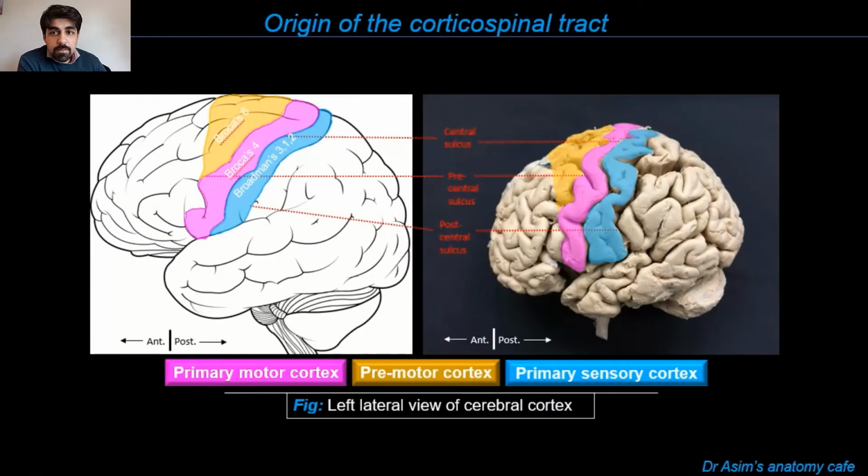Now, the last one third of fibers of the corticospinal tract originate from the post-central gyrus, which is this area over here between the central sulcus and the post-central sulcus. This is the Brodmann's area 3, 1, and 2. You can see the post-central gyrus very nicely over here as well. Once again, color-coded in blue between the central sulcus and the post-central sulcus. This post-central gyrus, which is the primary sensory area, is part of the parietal lobe.